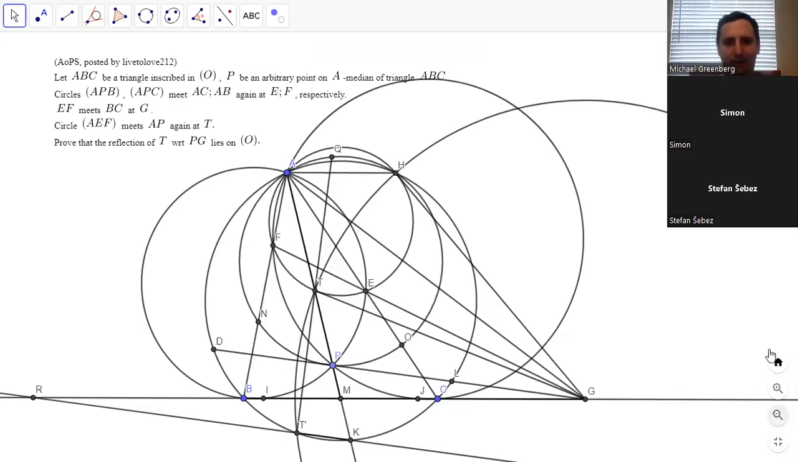So yeah, we figured out that HFTE was harmonic. You just project through A to figure that out. And then they all have to concur at G. And then because ANOH is cyclic, we figured out from there that P is the midpoint of TK. And that seems like it's very close to solving it. Interesting.